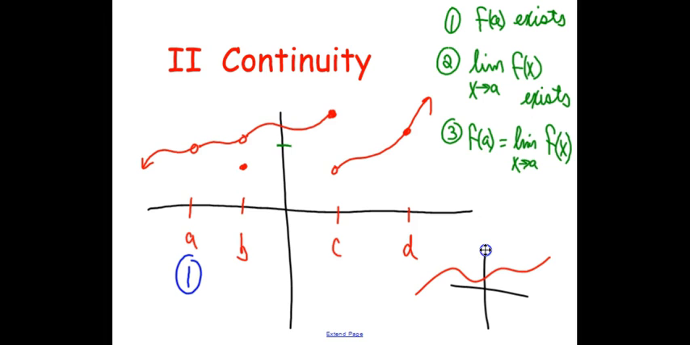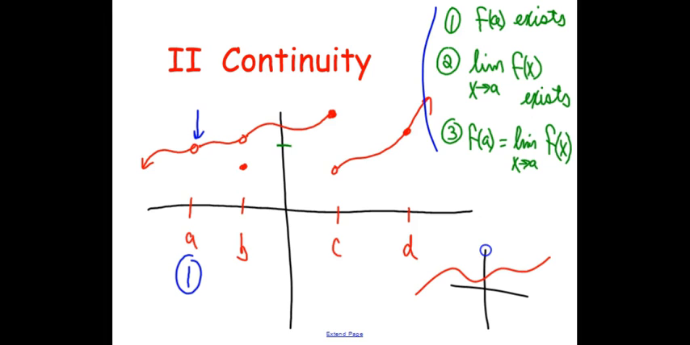So at number 1, let me run through this list of things up here. So does f of a exist? Well, there's a hole right there. So f of a doesn't exist. Is this graph continuous at a? No, because f of a doesn't exist.